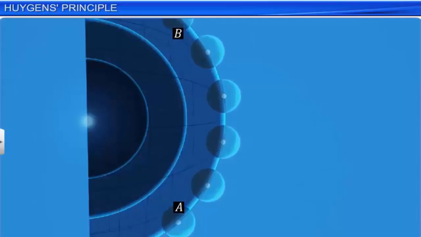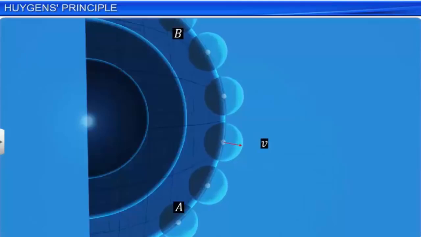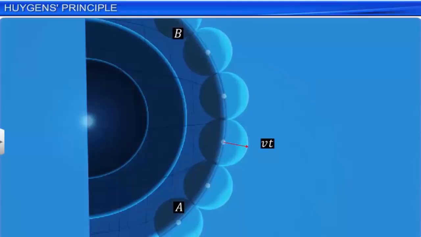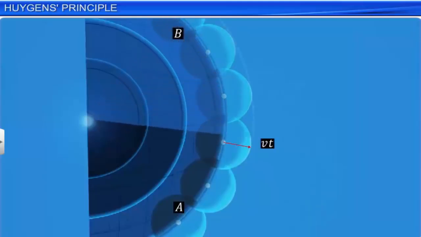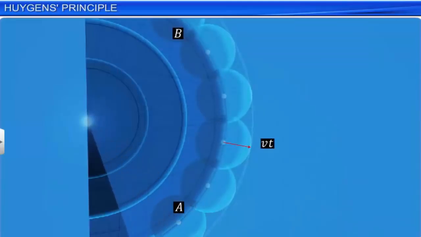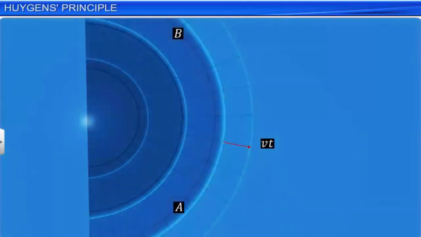If the speed of the wave is v, then in time t, the radius of the spherical wavelets becomes vt. The tangential surface common to all these spheres in the forward direction gives the shape and location of the new wave front after t seconds. In the image, the surface A'B' represents the location of the wave front AB after t seconds.